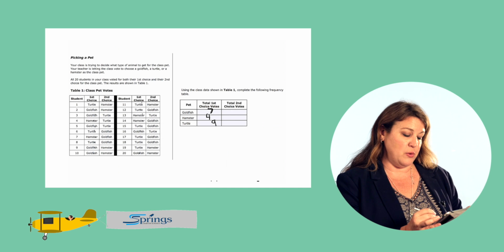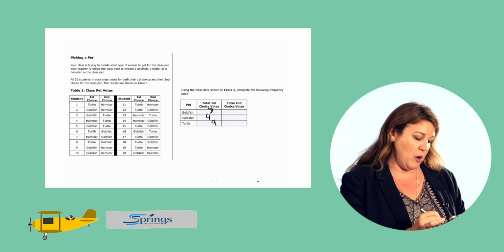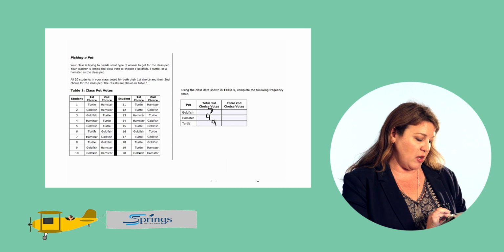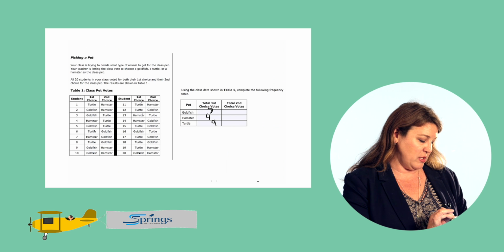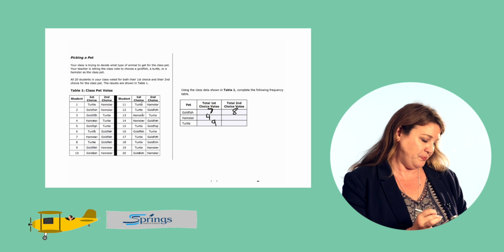And so now we need to enter into the table the total second choice votes for each of those same pets. So we'll go back to the table, and now we'll be looking at the column titled second choice. We'll count for goldfish first. So we'll go down the second choice column. We have 1, 2, 3, 4, 5, 6, 7, 8 second choice votes for the goldfish.